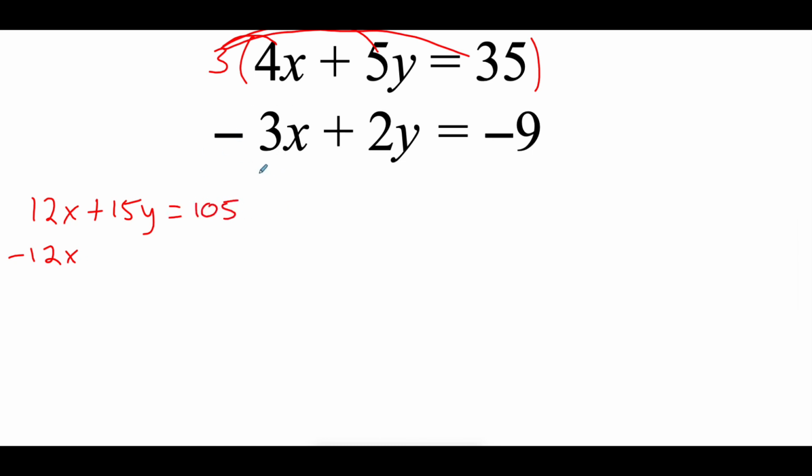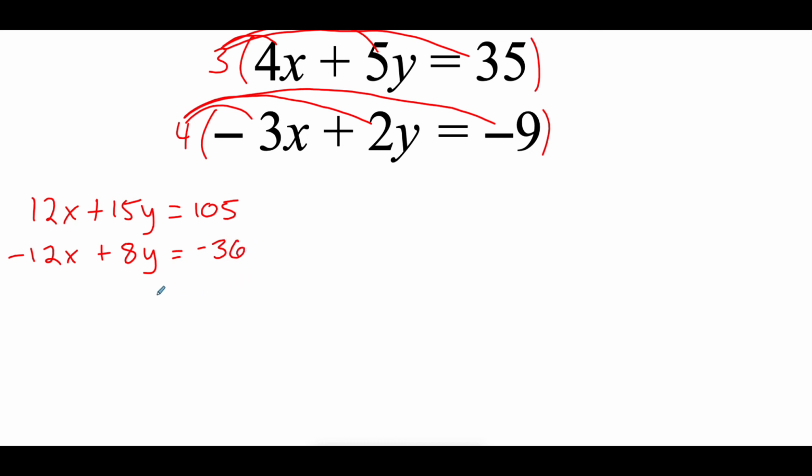Now we still need to do our multiplying with this second equation. And again, we're trying to get to negative 12x in the front. So as we're looking at this negative 3x, we're going to have to multiply by 4. So 4 times negative 3x gives us the negative 12x that we wanted. 4 times 2y is going to give me plus 8y. And 4 times negative 9 is going to give me negative 36.